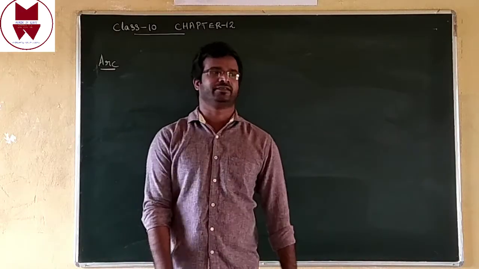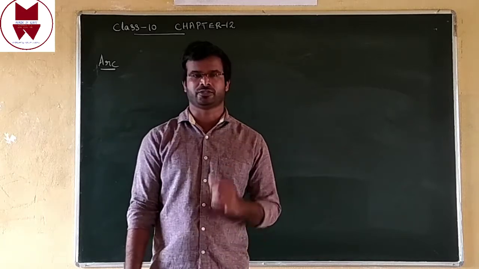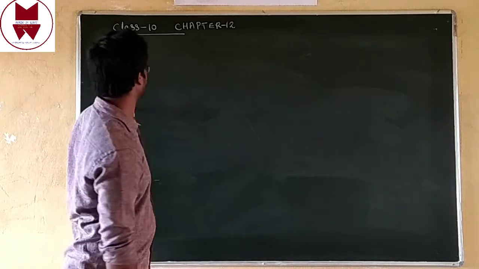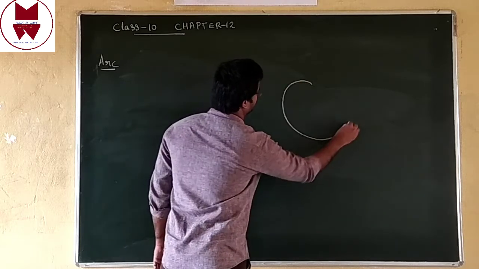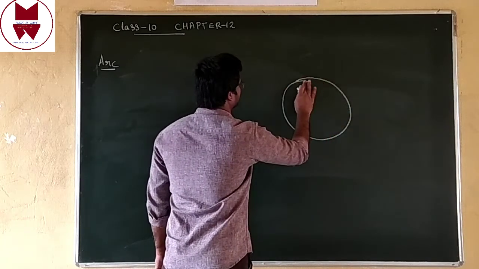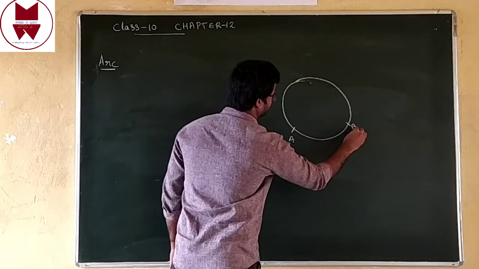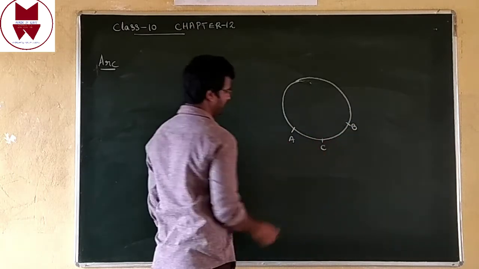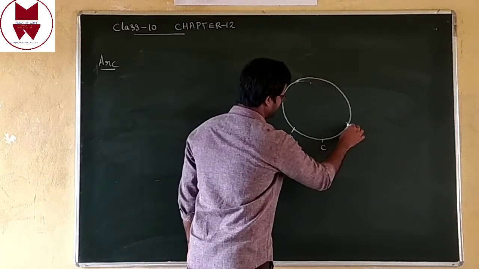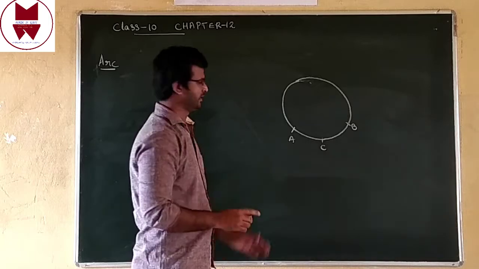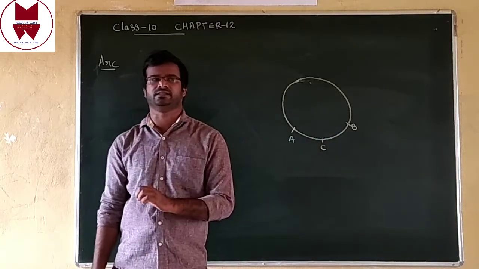Hi students, today we will study some formulas from chapter 12. First one is arc. What is arc? If you draw one circle, then this A, B, C. This ACB, this length is known as arc. Arc of the circle. Arc means one part of a circle.